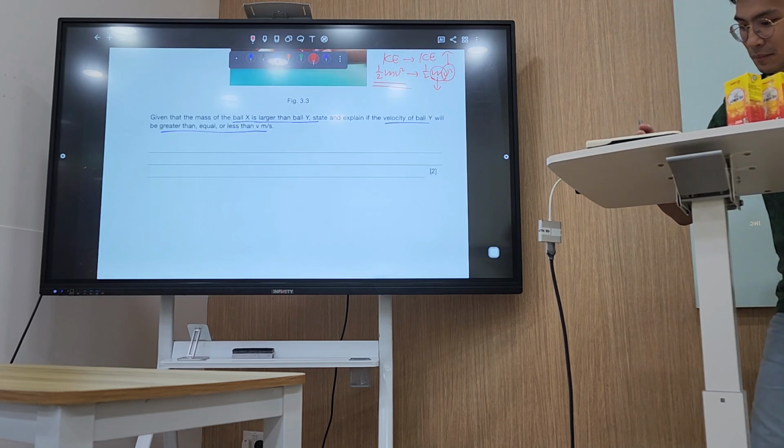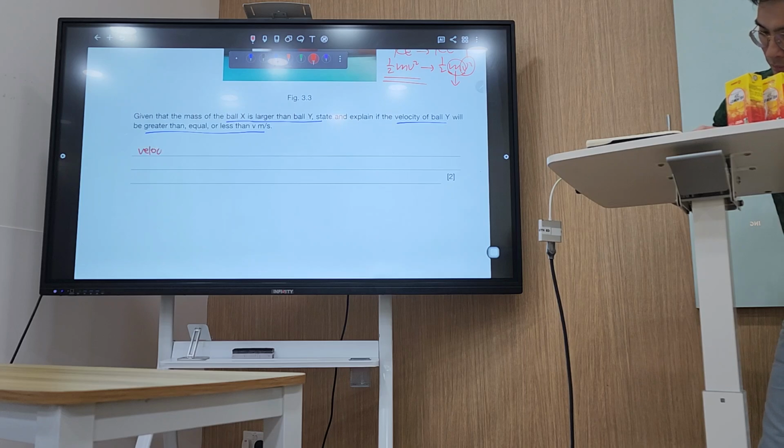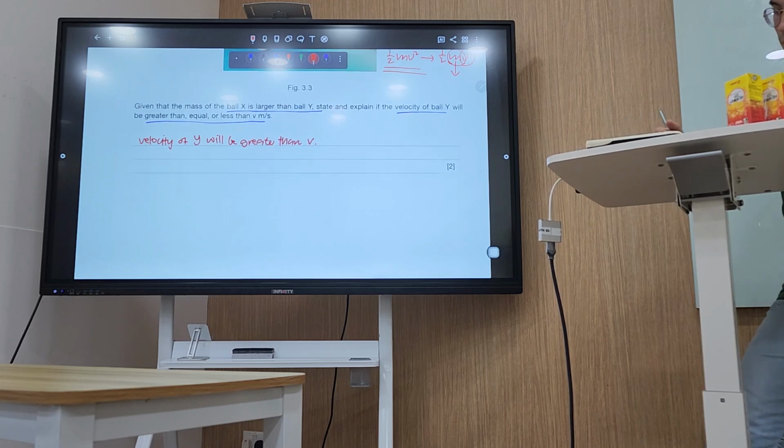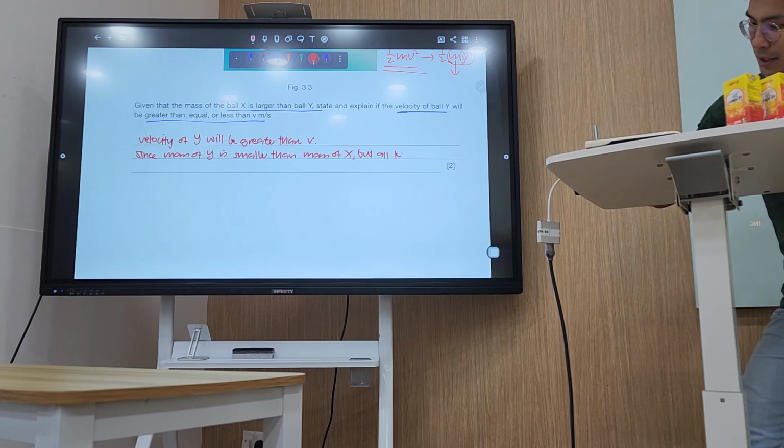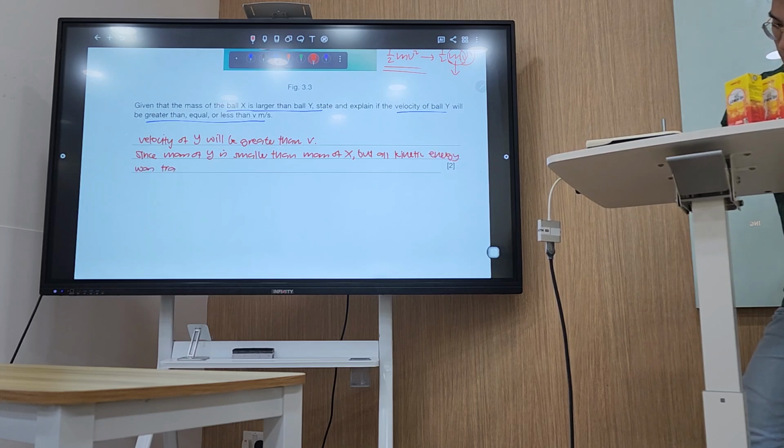Alright, good. So yes, indeed, the velocity of Y will be greater than V. The reason for this is that the mass of Y is smaller than the mass of X, but all kinetic energy was transferred, so of course your velocity of Y is bigger.